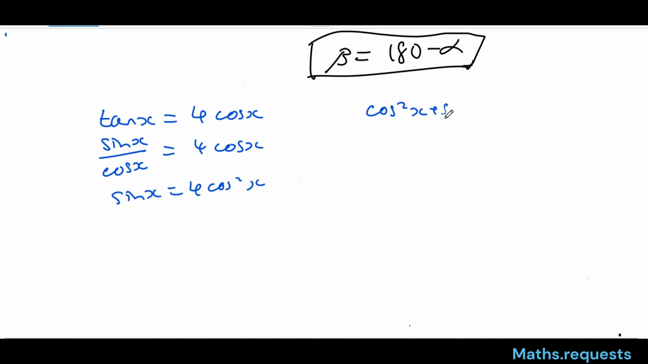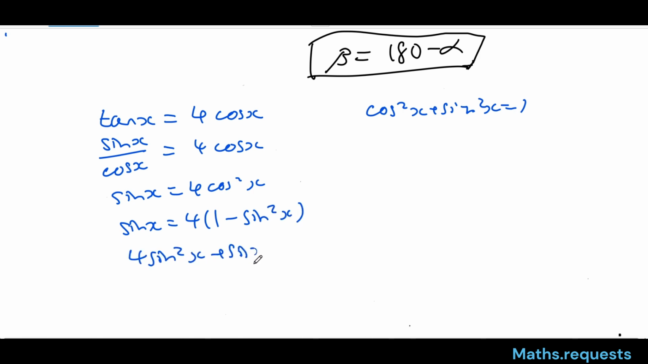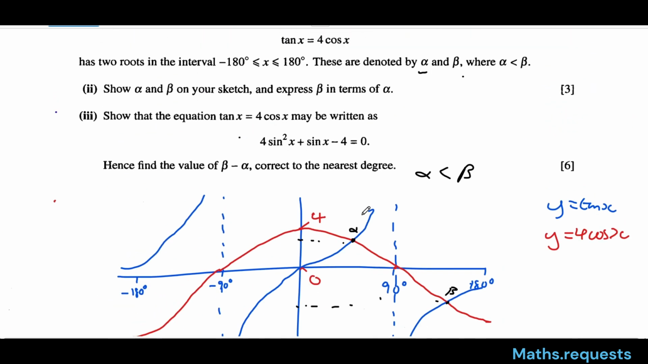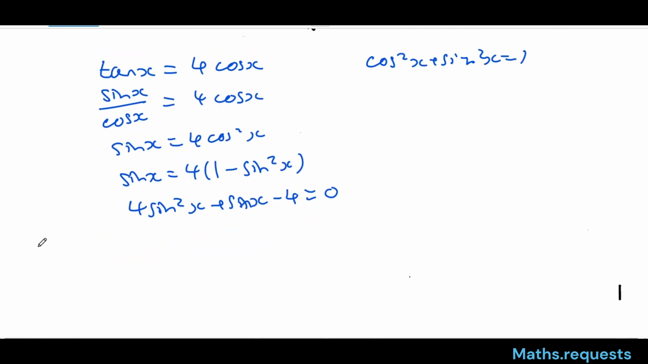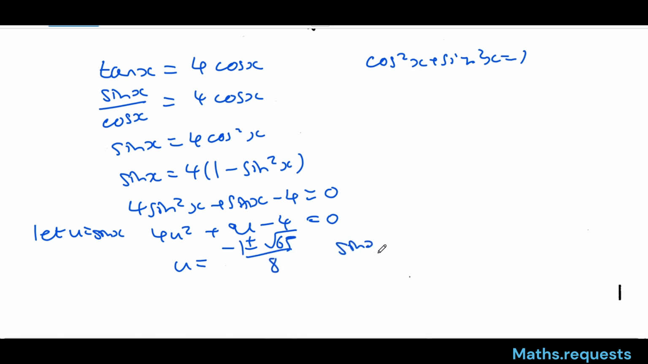We know that cos squared x plus sine squared x equals 1. So you know that sine x equals 4 times 1 minus sine squared x. So this can be written as 4 sine squared x plus sine x minus 4 equals 0. Okay, then next we can let u equals sine x. So we can write this as 4u squared plus u minus 4 equals 0. Then we can use the quadratic formula to get u equals minus 1 plus or minus square root 65 over 8. So sine x equals minus 1 plus or minus square root 65 over 8.